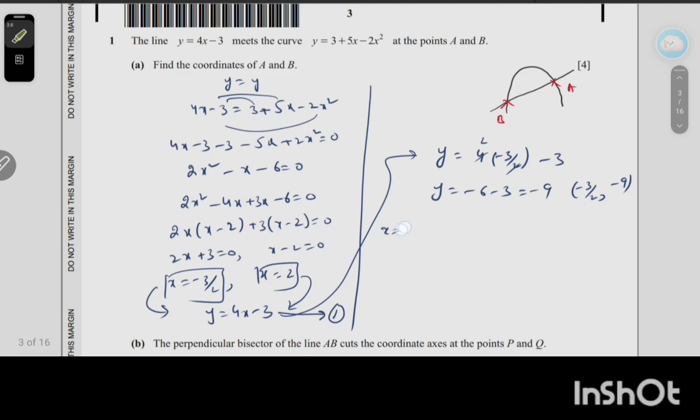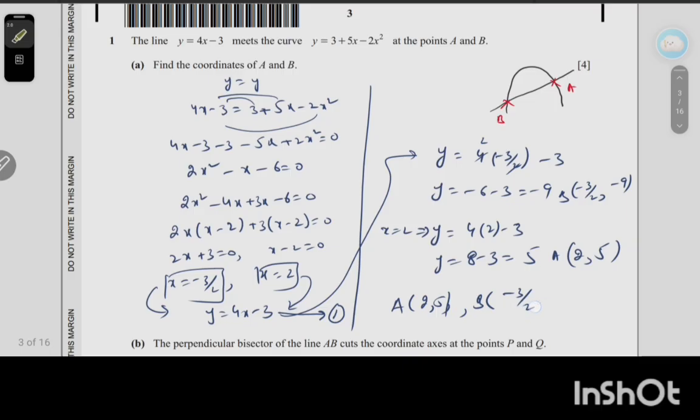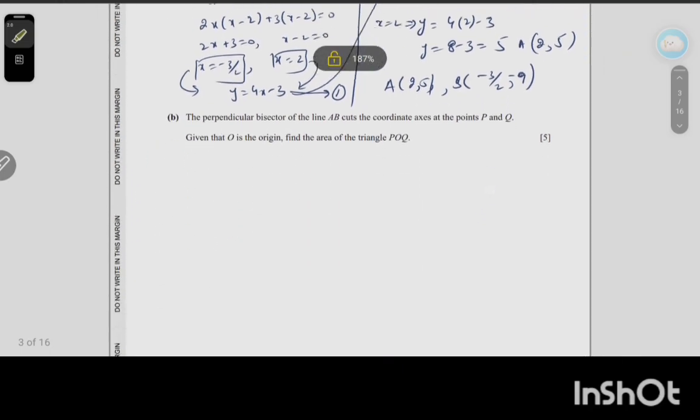Second answer is we have put x equal to 2, so this becomes y equal to 4 times 2 minus 3, y equal to 8 minus 3. When we put 8 minus 3, it will be 5. So our answer is 2 and 5. We have to just name it A and B. Our answer is A is 2 and 5, and B we have answer is minus 3 by 2 and minus 9. Hopefully dear student, you have understood it.